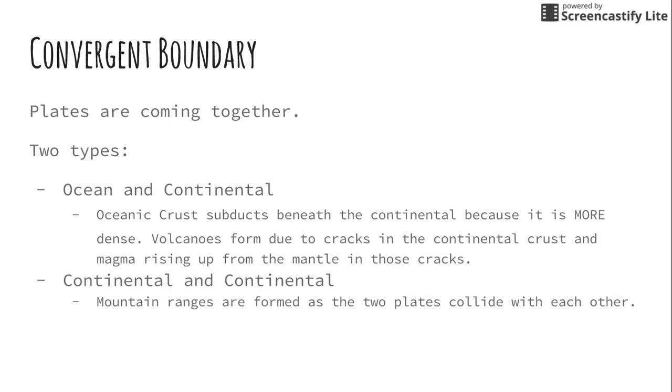Another boundary we talked about is where two plates are coming together. And we called this a convergent boundary, convergent coming together. And there's two different types. There's oceanic to continental, where an oceanic plate meets a continental plate. In this case, the oceanic crust subducts beneath the continental because it's more dense than the continental. And volcanoes can form at this boundary due to cracks in the continental crust and magma rising up from the mantle within those cracks.